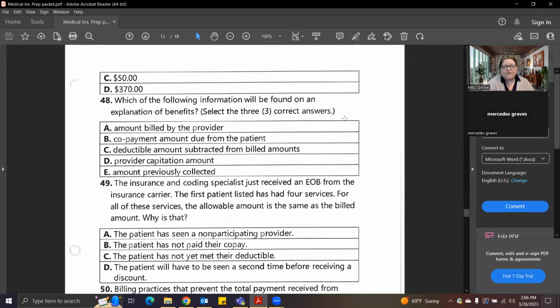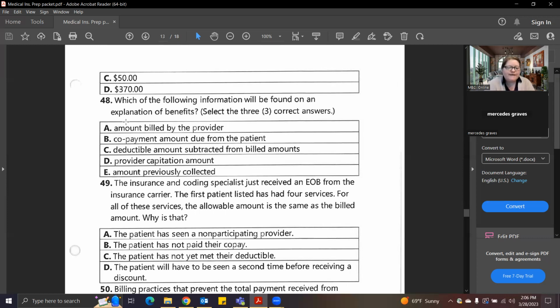All right, number 48. Which of the following information will be found on an explanation of benefits? Select the 3 correct answers. So as always, we know that if it's a question that has 3 correct answers, that is a given, it's going to be on your exam. So let's take a look.